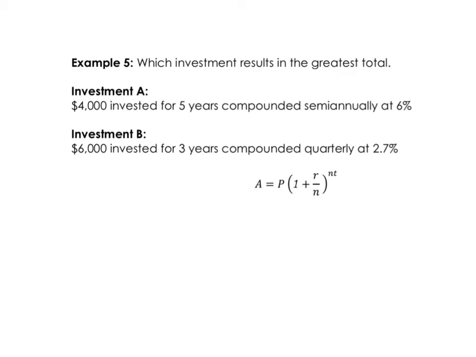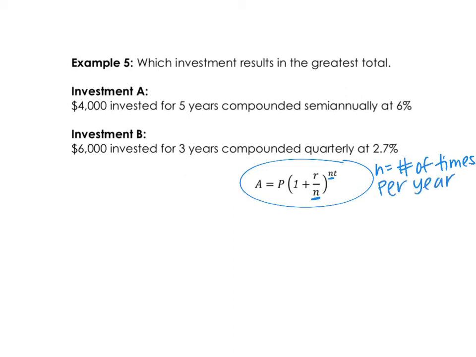Now, they give us a different equation this time, and the only thing that's really different is these n's. That exponent of t is still going to stand for time, but we also have n in the exponent, and our r is divided by n. What these n's mean is the number of times they happen per year.